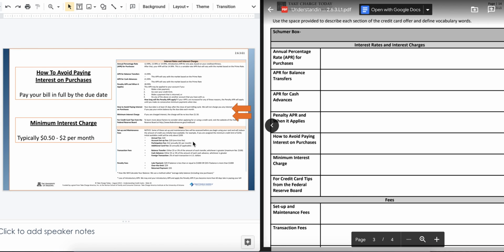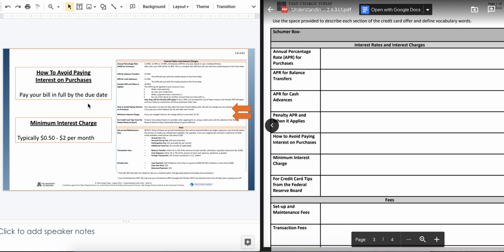Now that we have some of those interest rates wrapped up, it'll tell you next how to avoid paying interest on your credit statement or for your credit card. And this is just going to be pretty simple: paying your full balance by the due date. That is the only way to avoid interest.